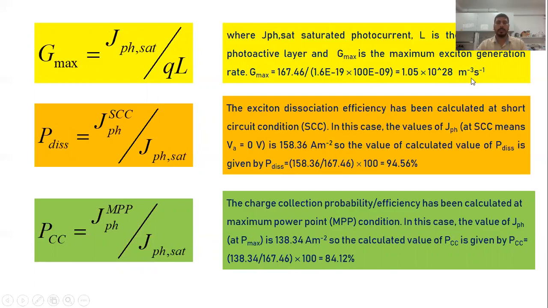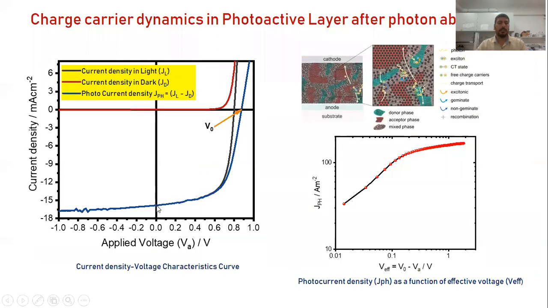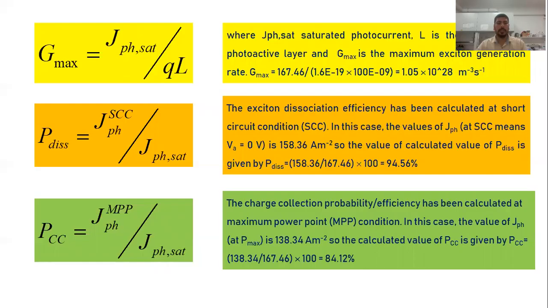But how much excitons are dissociated, because there is also geminate recombination. In order to understand dissociation, we need the GPH at short circuit condition. That short circuit condition is here. If you calculate the value of GPH here, you can easily calculate the dissociation efficiency, because you already have the GP saturation. When you divide and multiply by 100, you can calculate that 94.56% from this 1 into 10 raised to the power 28 are dissociated.